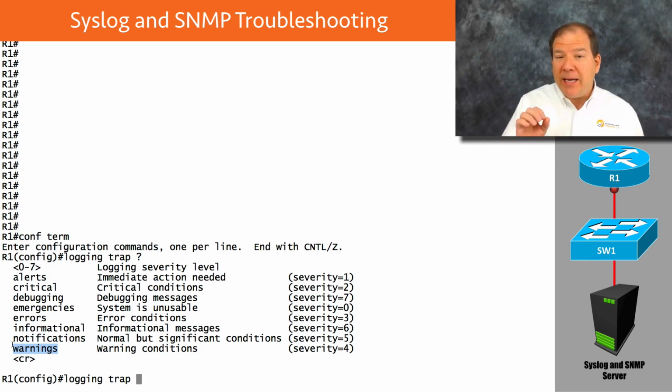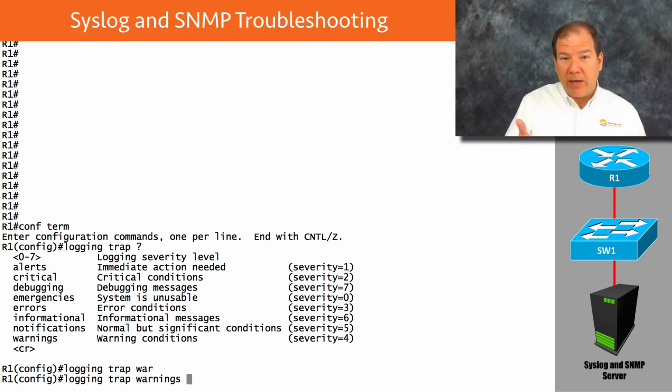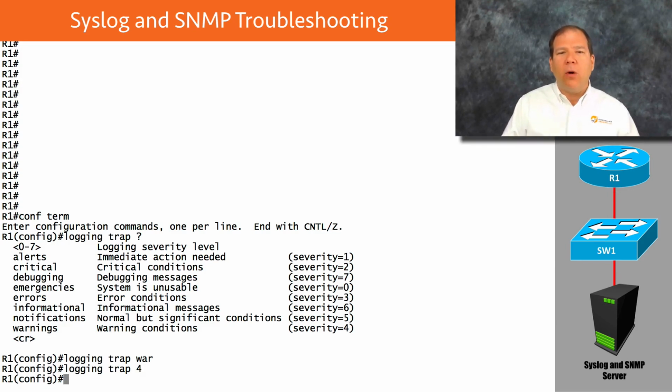And here's a key concept to understand. If I say logging trap 4, oh, by the way, I could say logging trap warning, Cisco IOS will accept either the name or the number. But let me just say a 4 to make this easier to visualize. If I say logging trap 4, I'm not saying only send severity levels of 4 to the syslog server. I'm saying send severity levels of 4 to the syslog server and more severe conditions as well.